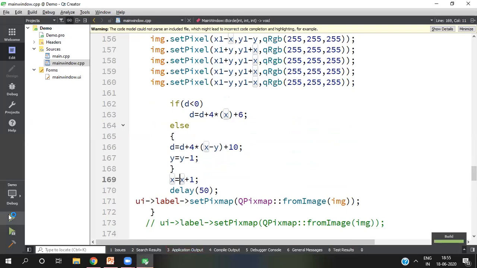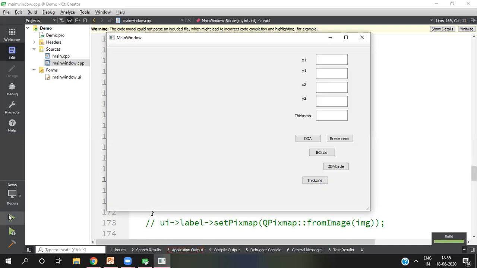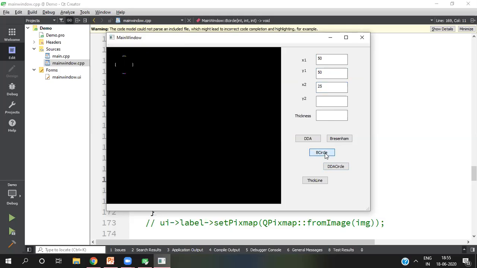Okay, so you need to provide some center over here. So I used x1 as a center, value is say 50, I am giving another 50 for example, and radius is say 25 for example. Okay, and this is the B circle. See the circle gets drawn. If you want different colors for each octant, you can give a different color as well.